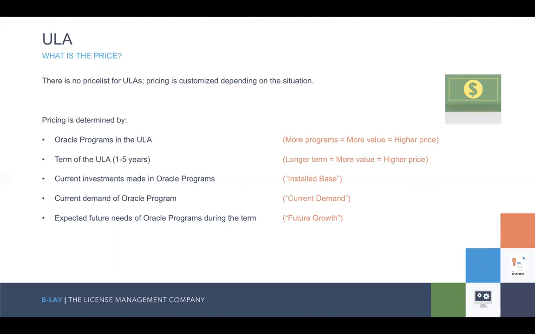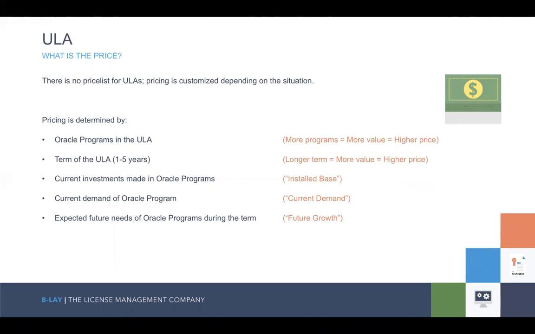But there are a number of parameters that are taken into account in order to determine the price that a customer is paying for the ULA. First of all, the more programs you include into the ULA, the more value you can get from Oracle, and therefore the price is higher. A ULA for only the database is therefore cheaper than a ULA for the database, diagnostic pack, tuning, partitioning, and advanced compression, for example. So the number of Oracle programs that are part of the ULA is one parameter.